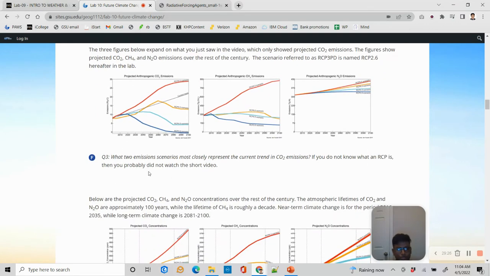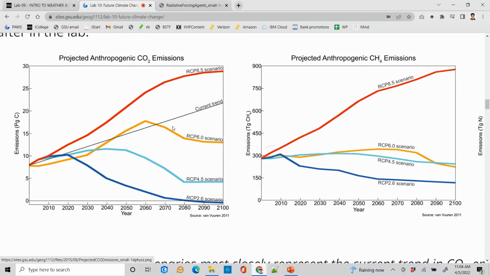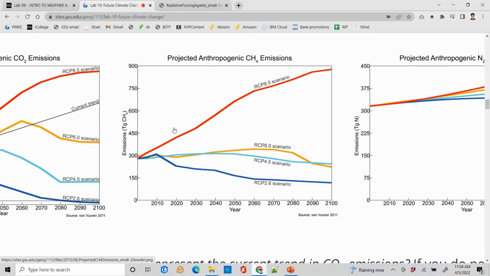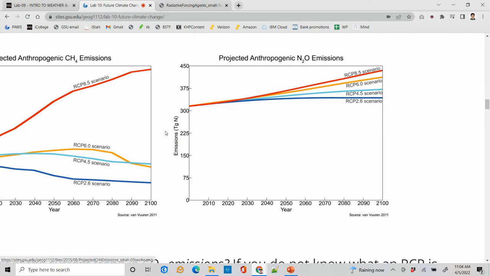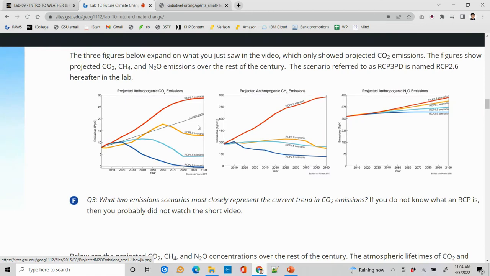Then question three: what two emission scenarios most clearly represent the current trend in carbon dioxide emissions? There are three graphs, three scenarios. Number one actually talks about carbon dioxide emissions. Then this one is talking about methane emissions. Then the next one is talking about nitrogen dioxide emissions. The question asks about the carbon dioxide emissions.